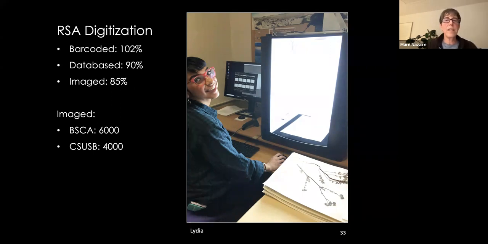I also wanted to mention that RSA often helps out other herbaria, smaller herbaria, especially if we're able to secure funding from NSF to do that. And so that was the case with the Anza Borrego State Park collection and also Cal State University in San Bernardino. We digitized, we imaged their collections as well.